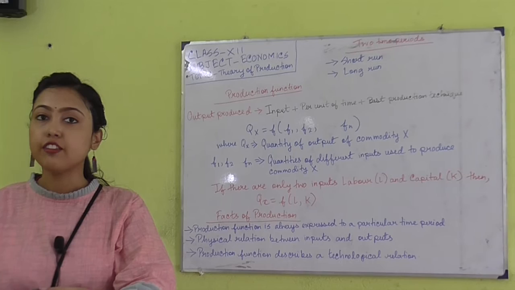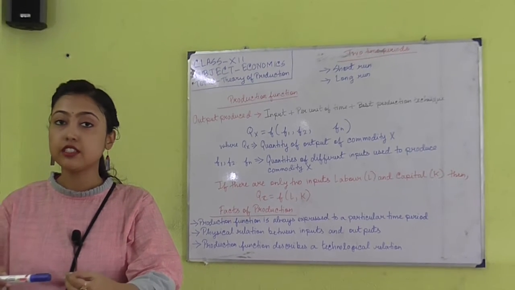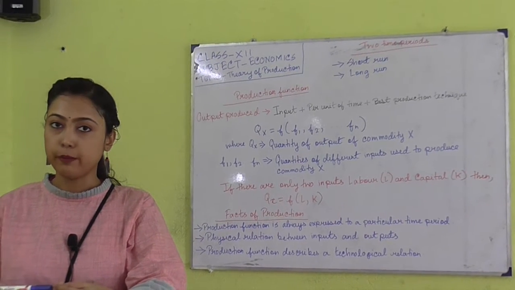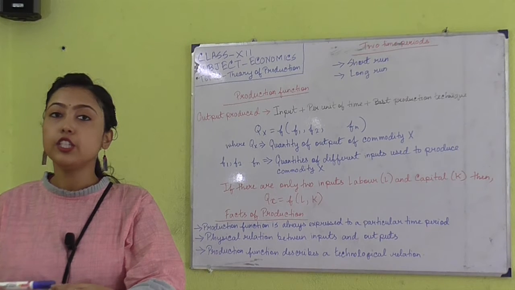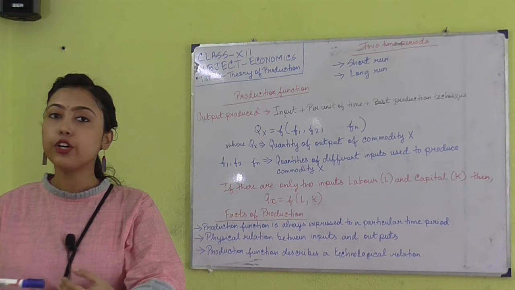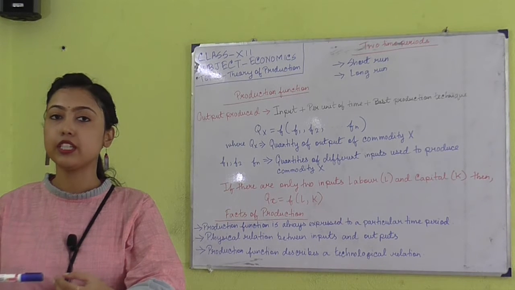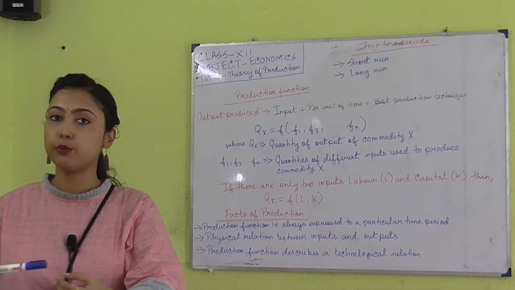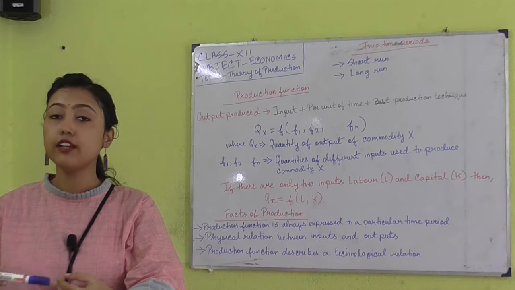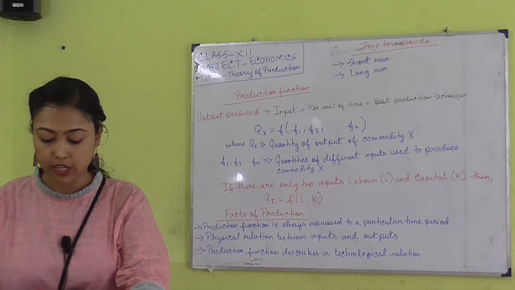I am going to start with the chapter of production, which is chapter 4 of your economics book. Now first of all, you need to learn what the theory of production is. Basically, the theory of production states that a functional relationship between input and output is known as the theory of production. Now we are going to learn what is known as the production function.